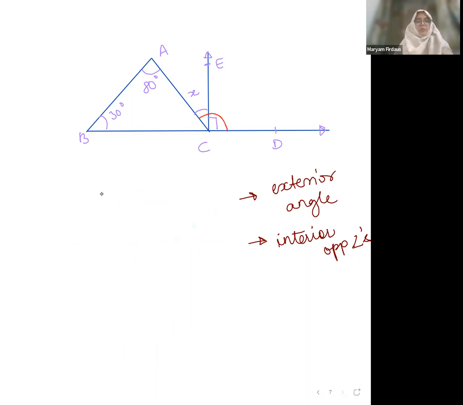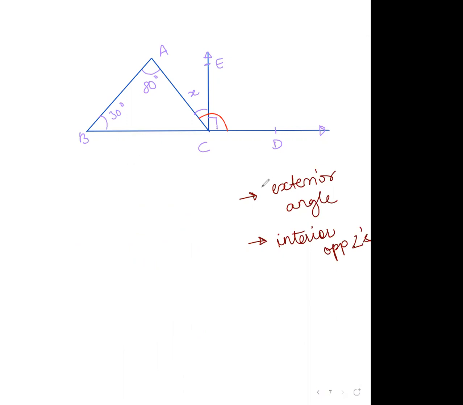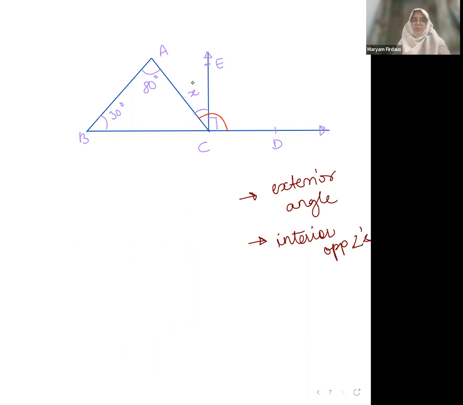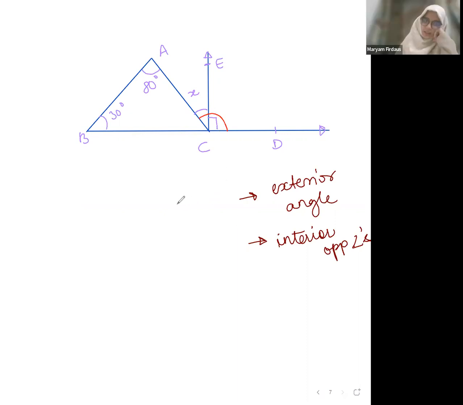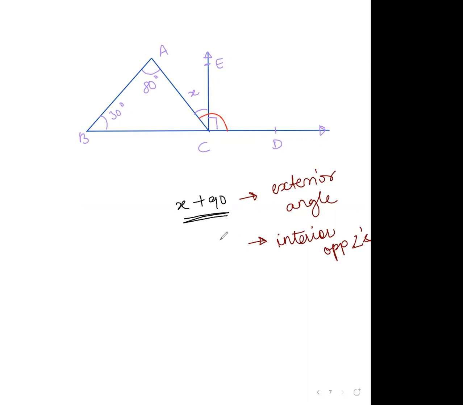Here, what is the exterior angle? Anji. The red one. Red one. And what is that? What plus what? X plus 90. Very good. So the exterior angle is x plus 90. And what are the interior opposite angles? 30 plus 80. Very good. So 30 and 80.